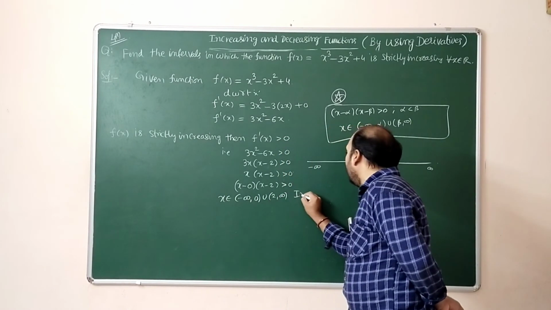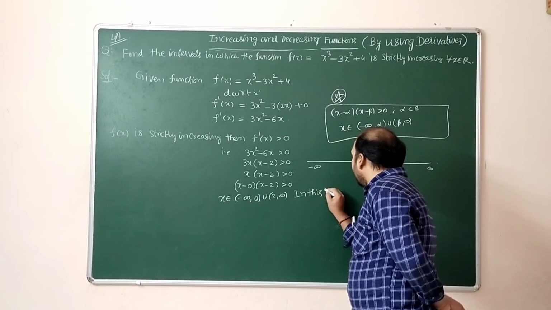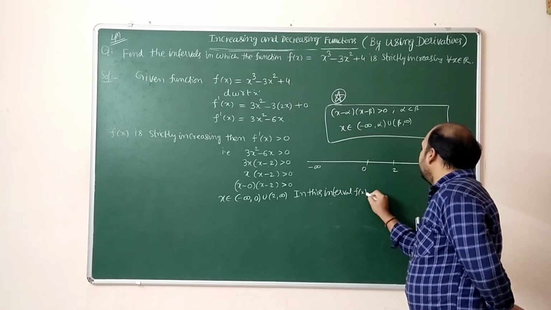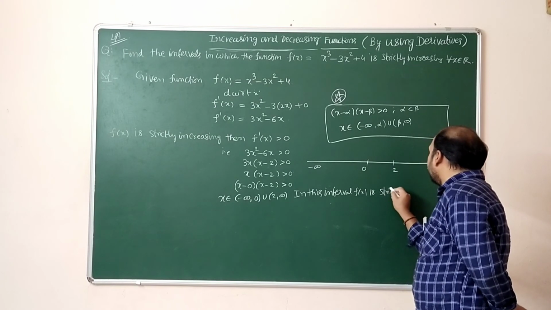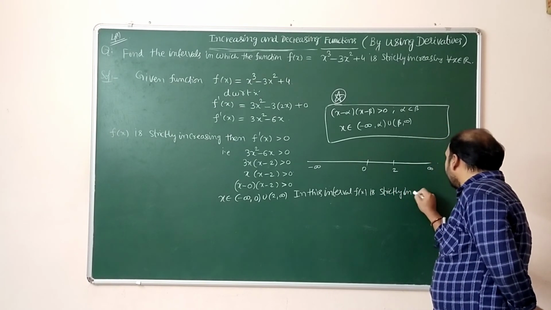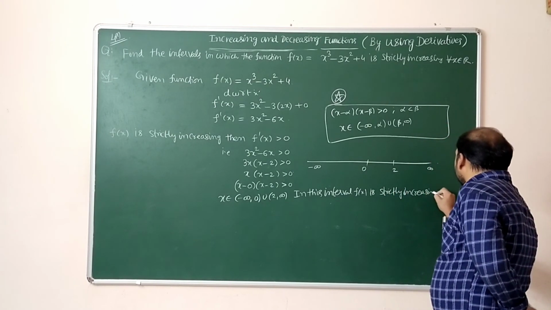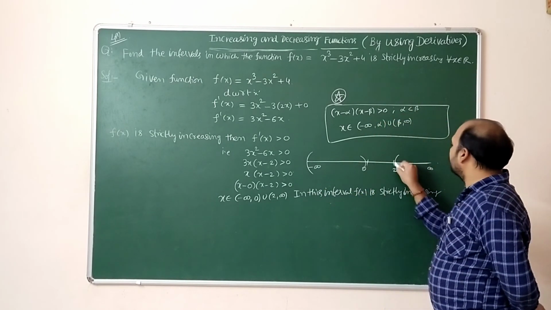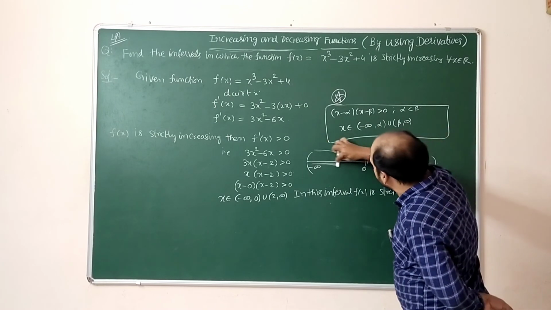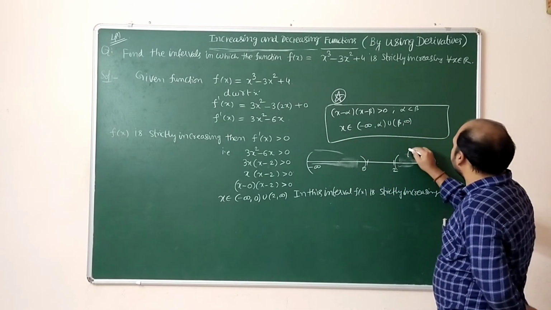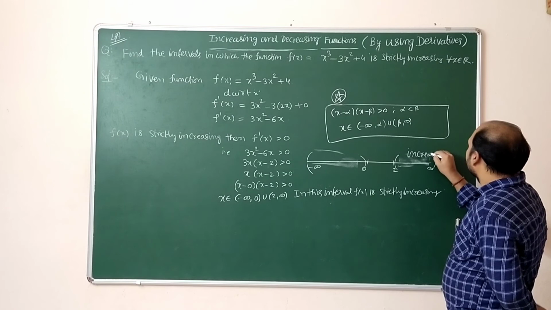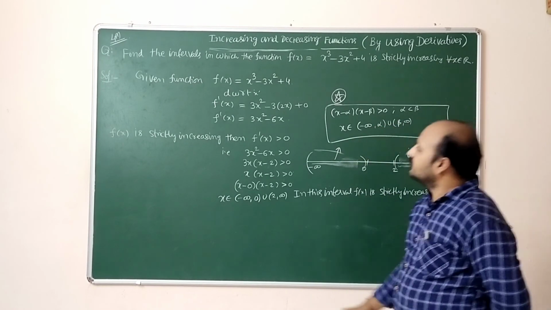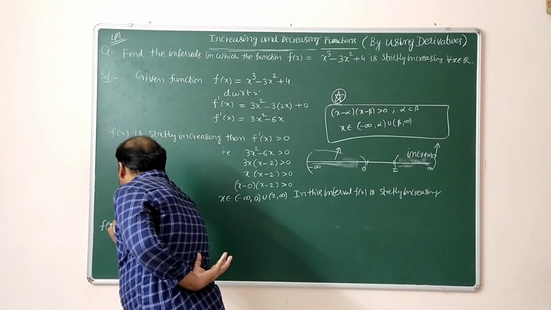In this interval, f of x is strictly increasing. So from here to here, union, from here to here. In these intervals, the function is increasing. Increasing means I am showing like this. They did not ask the same for decreasing, but you can also calculate this.